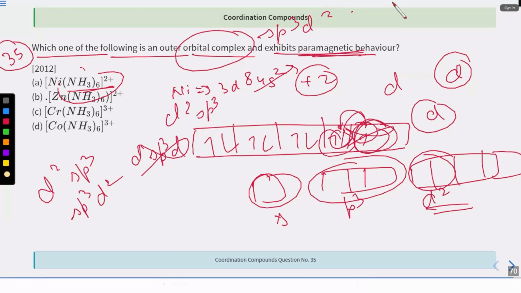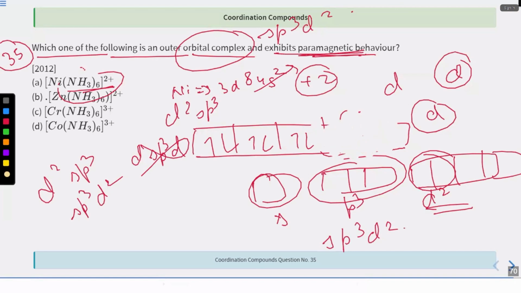You need to use the outer shell only. So for that I need to use the outer shell, so my electronic configuration would be sp3d2 and two unpaired electrons will remain. Two unpaired electrons will be remaining, so it is paramagnetic also and outer shell also. So option number A is the only right option. I don't need to check the rest. Okay.